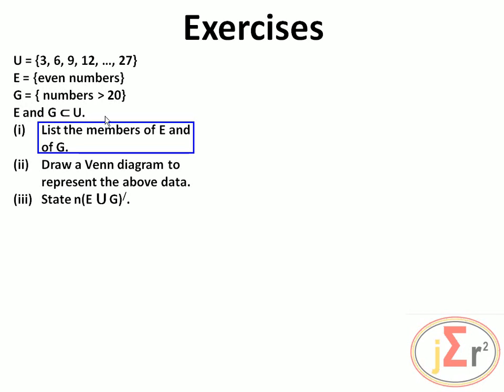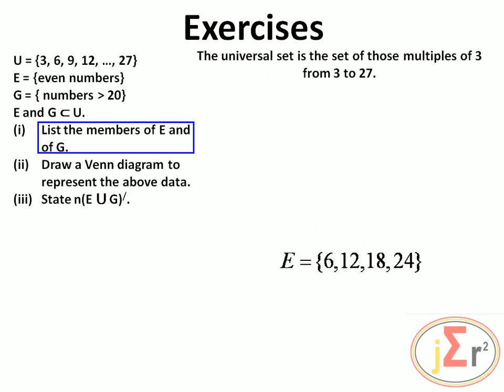Well, in the case that we are speaking about the universal set, there is no doubt that all the sets being spoken of are contained in the universal set. Our first requirement is to list the members of E and the members of G. The universal set is a set of those multiples of 3 from 3 to 27.